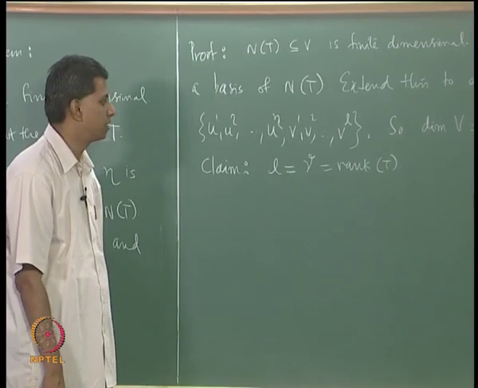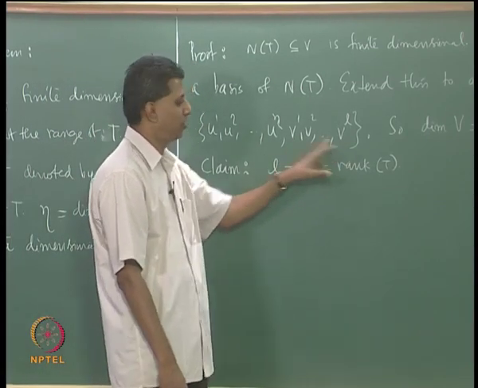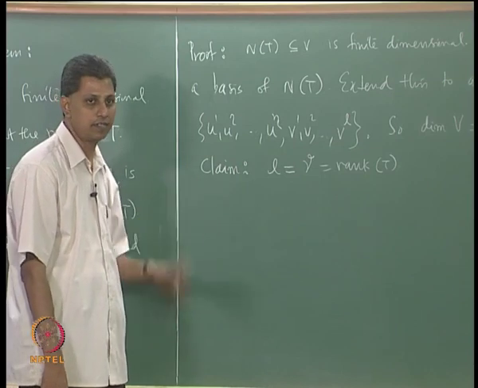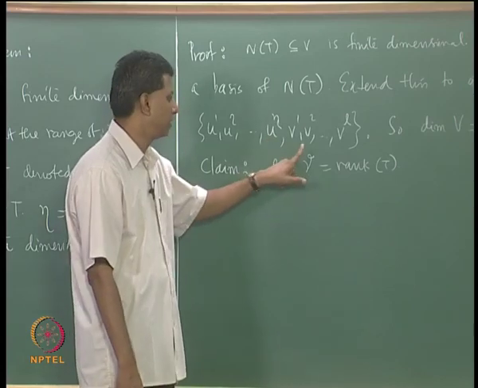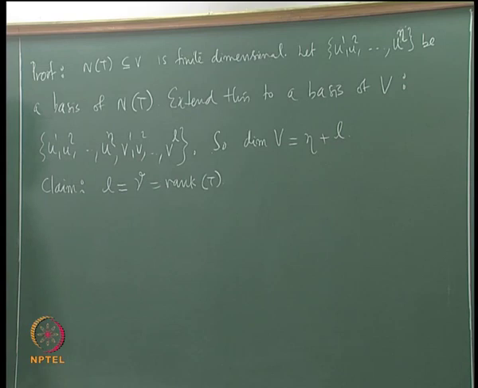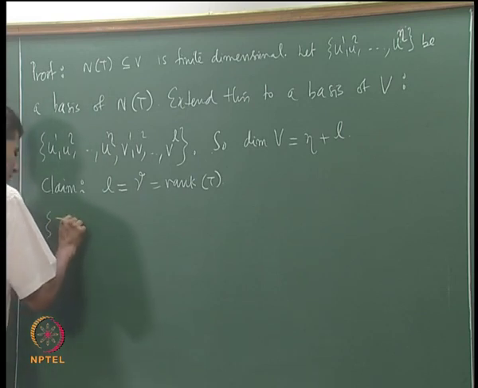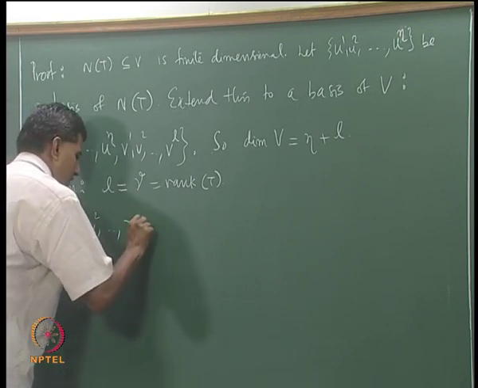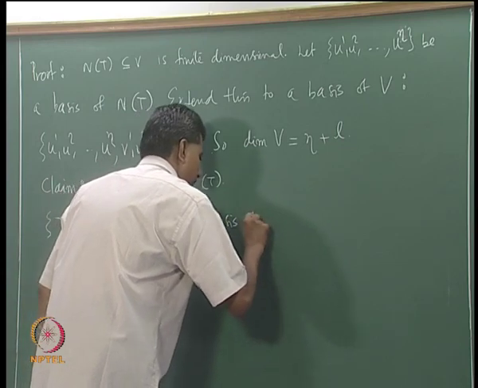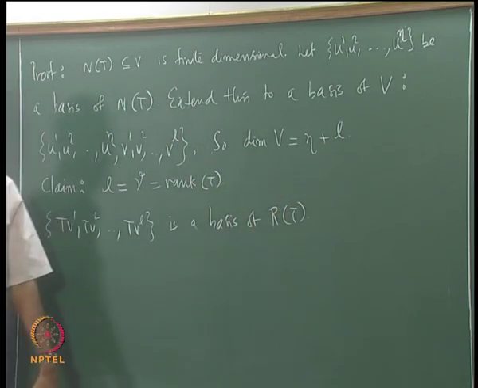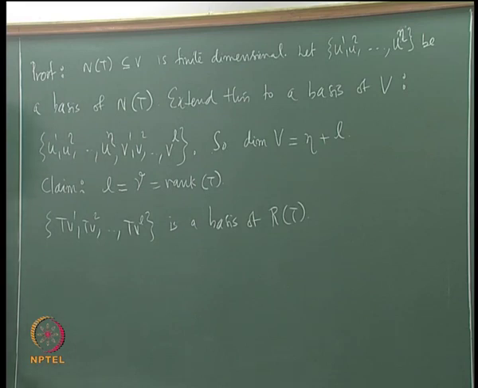It's probably not unnatural to take these vectors and look at the action of these vectors under T. The action of T on the u vectors will give you 0 because they are in the null space. Look at these other vectors, and probably they should be a basis. In fact, what we will show is that T v1, T v2, etc., T vL is a basis of the range of T. Suppose we show that this is a basis of the range of T. Then it follows that there are L vectors here, so the rank of T is L, and so this equation holds.